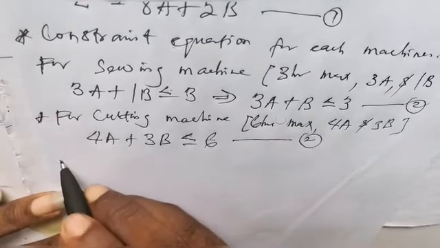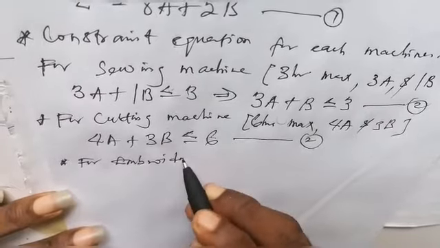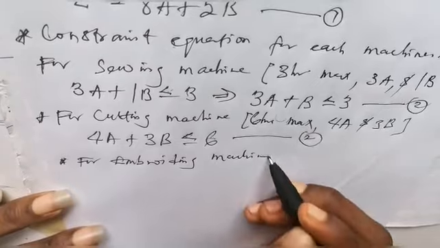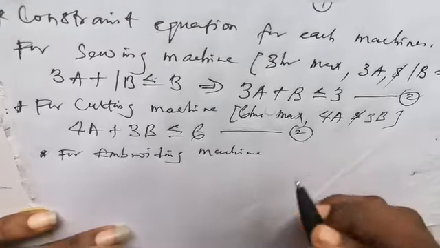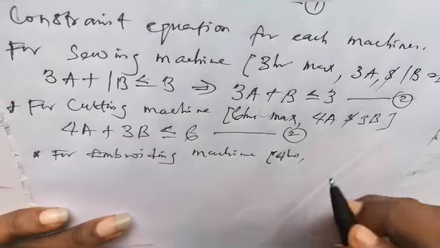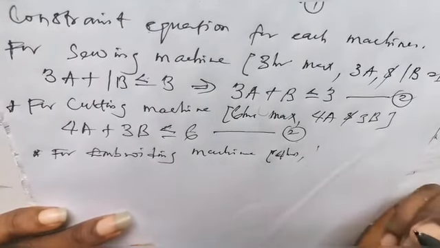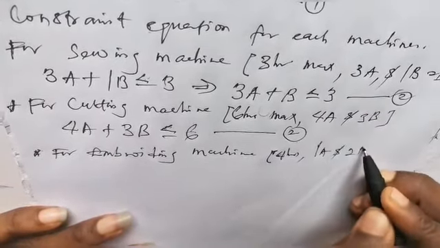Okay, now for the embroidery machine, let's go back to the question for the aspect of the embroidery machine. The embroidery machine is available for only 4 hours, with each cloth unit using 1 hour and 2 hours respectively. So the maximum is 4 hours. Each cloth unit uses 1 hour and 2 hours respectively. So 1 hour for what? Unit A. You have 1A and 2 hours for unit B respectively.